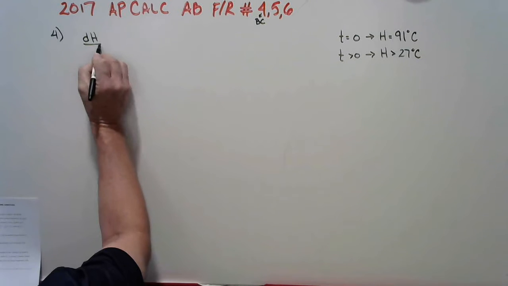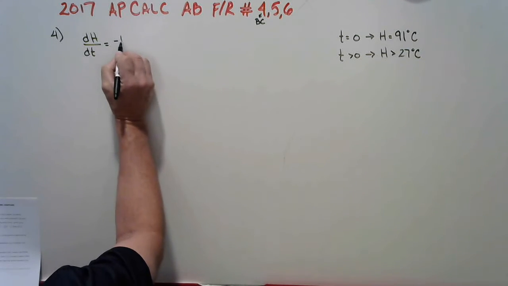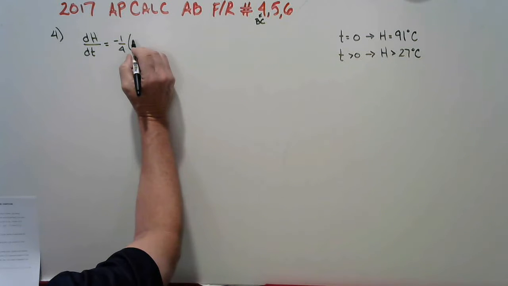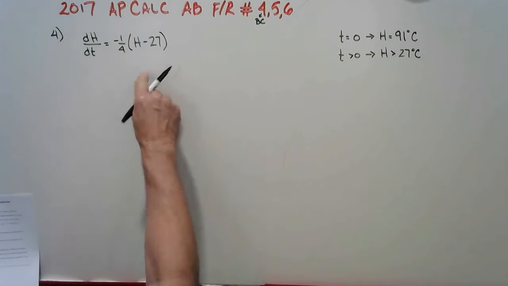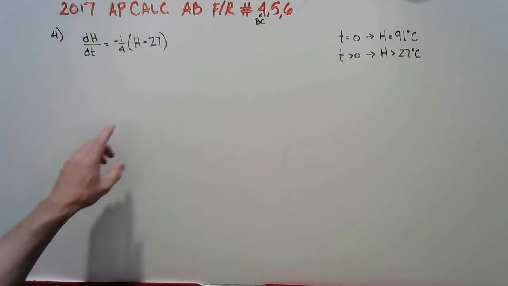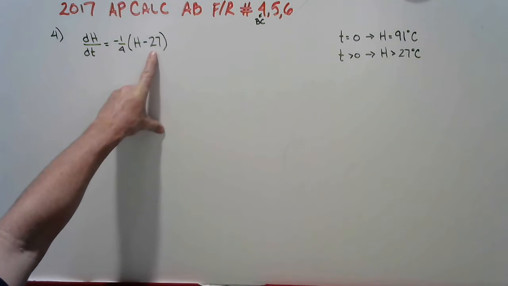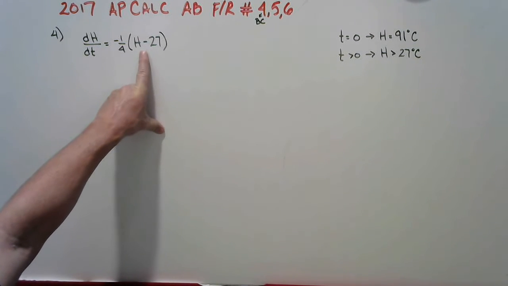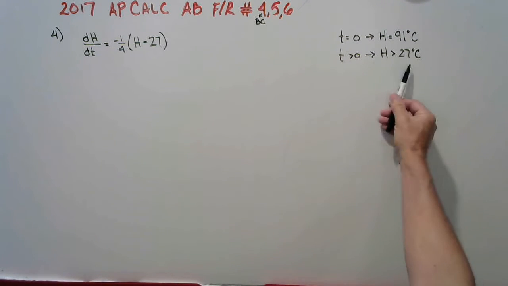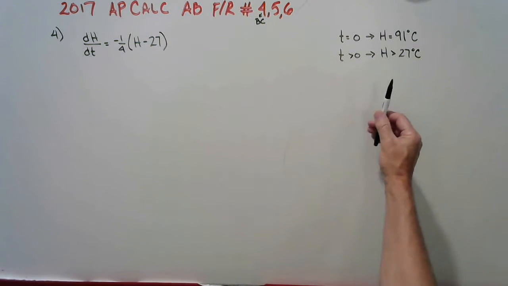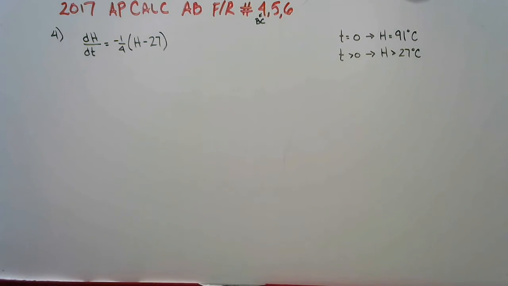So we have dh/dt equals -1/4 times (h minus 27). All right, this is Newton's law of cooling. And the 27, the minus of course is part of the formula, tells me the ambient temperature of the environment is 27 degrees. What does that mean? It means the room is 27 degrees. So if we leave our potato in the room, it's going to get down to no less than 27 degrees because the room is 27 degrees.